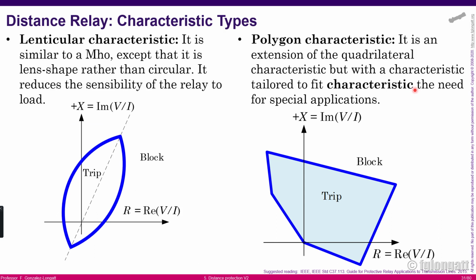There are two more, and you can see the full explanation in the IEEE C37.113, specifically at section 6.2.4. And there is one that is called the lenticular characteristic. It's mainly similar to the mho characteristic, but instead of having a circular shape, in this case you have two circular areas that intersect each other, and inside the intersection you have the tripping area, and outside you will have the block area.